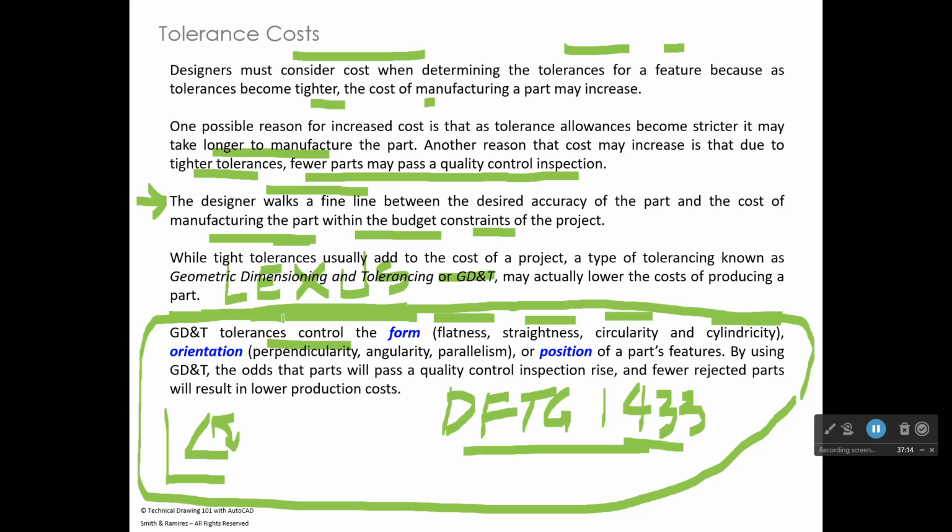That's called geometric dimensioning and tolerancing, or GD&T. That's one of the things we cover in DFTG 1433, and you can take it next semester. It follows this class. So all you have to have as a prerequisite is DFTG 1405 if you want to take that. We're offering 3 sections of that in the spring.